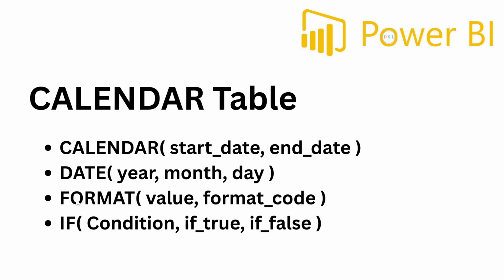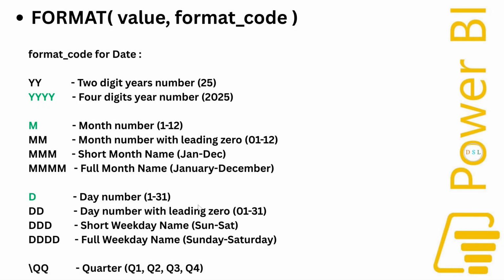So if we talk about this format function, here we have two parameters, the value and the format code. Here the value can be a date or number or time or anything. Okay, and for the format code we have different types of format codes for dates.